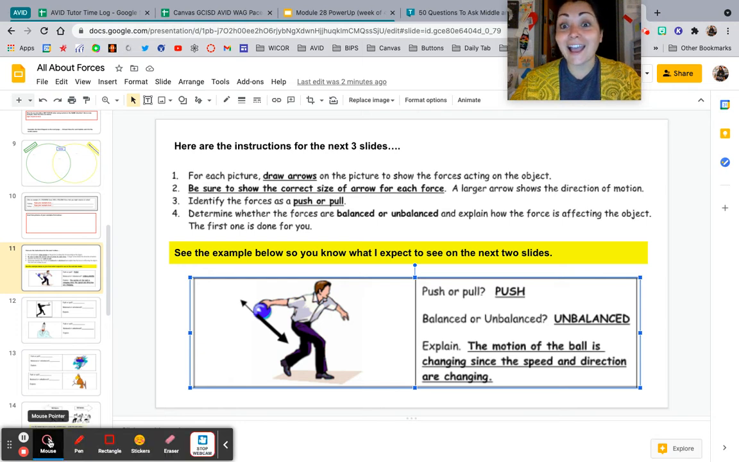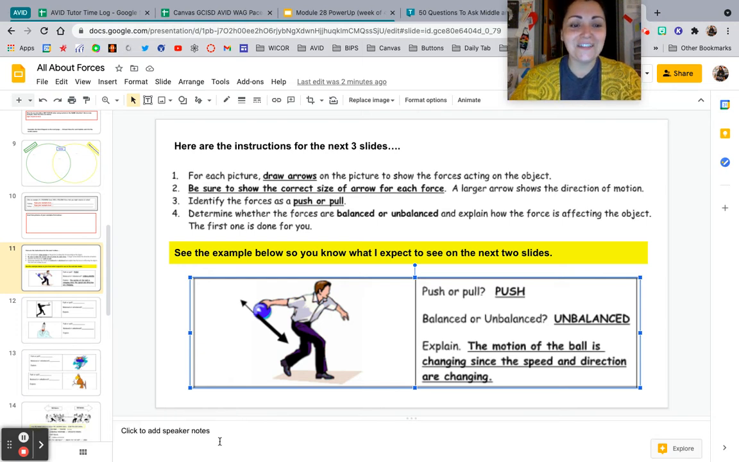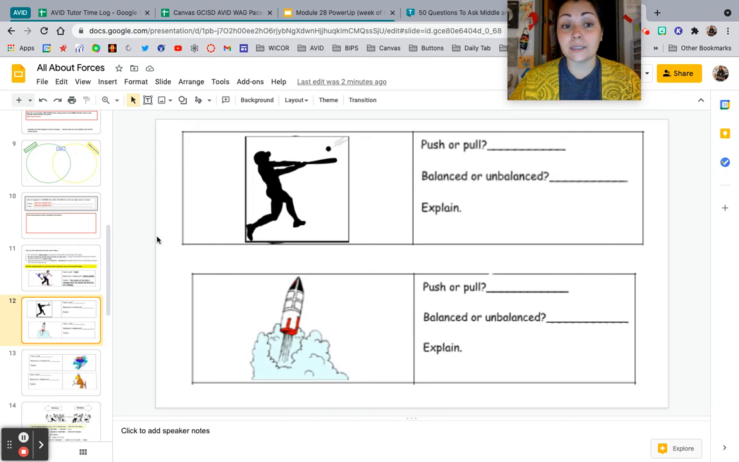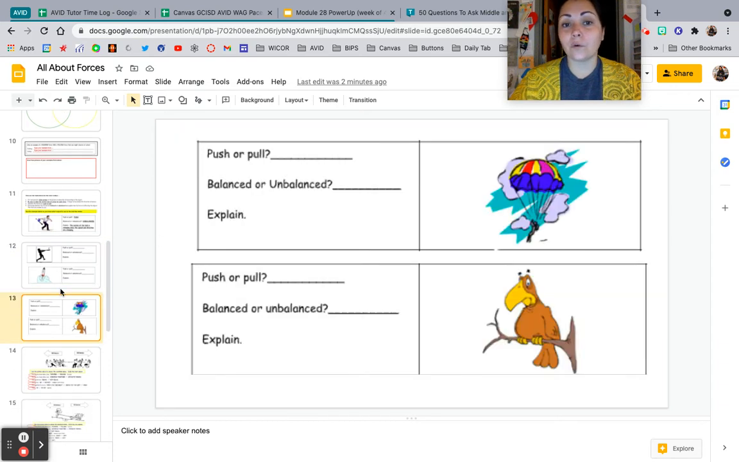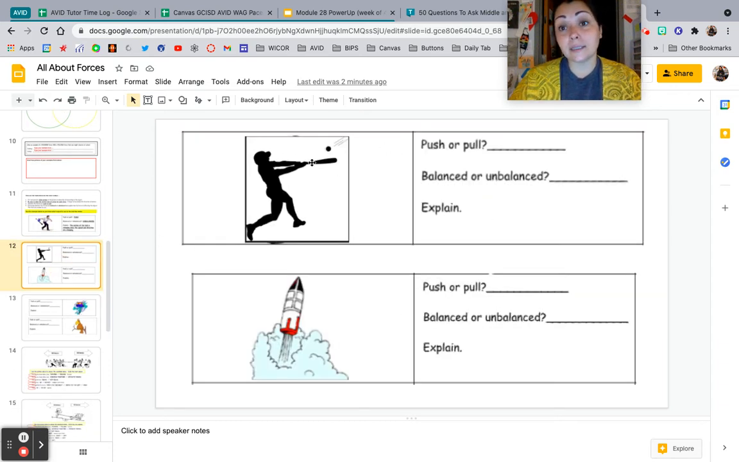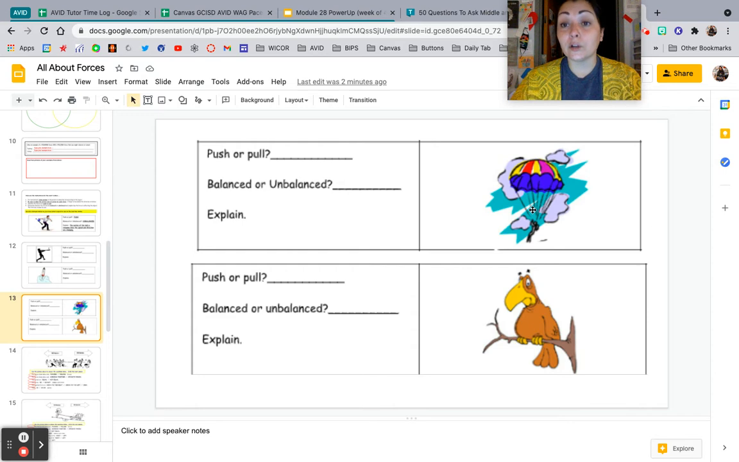Back. There we go. So right here, you're going to do the same thing with these four examples. This one is a softball player hitting a softball. This one is a rocket. Number 3 is a parachute, so a skydiver falling out of a parachute. And then this one's a cute little bird sitting on a branch.